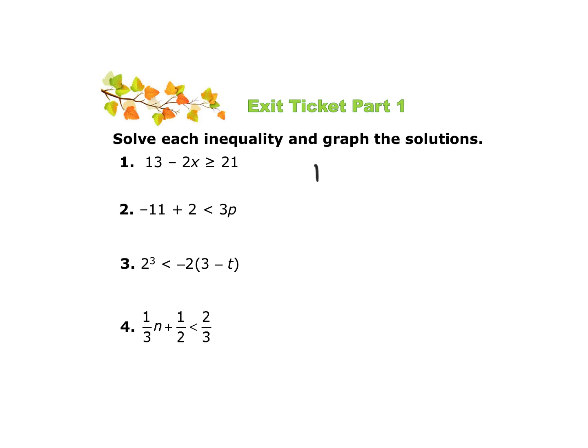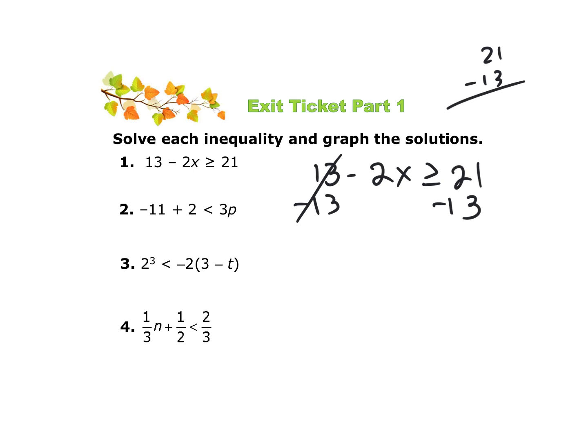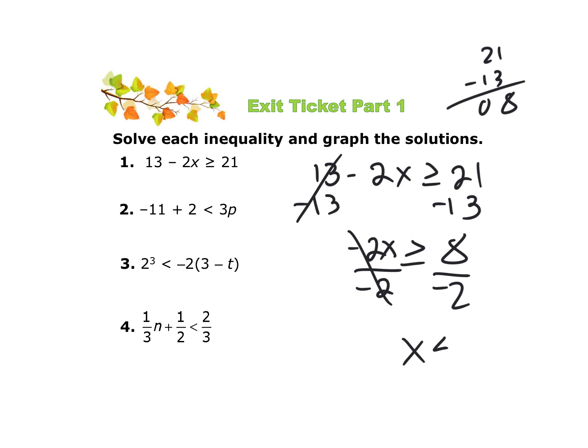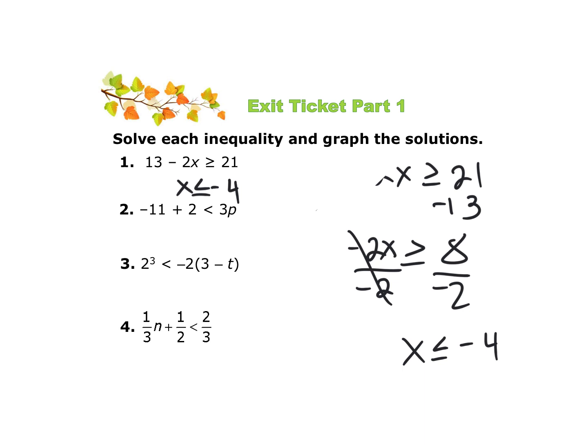So for number 1, I'm going to rewrite it here so I can have a little bit more space. The first thing I'm going to do is subtract the 13 from both sides. 21 minus 13 is 8. So negative 2x is greater than or equal to 8. I'm going to divide both sides by negative 2. And because I'm dividing by a negative, it's going to be x is less than or equal to negative 4. I'm going to rewrite that right down here, so I can have a little bit more space. I'm going to be erasing this as we move along.